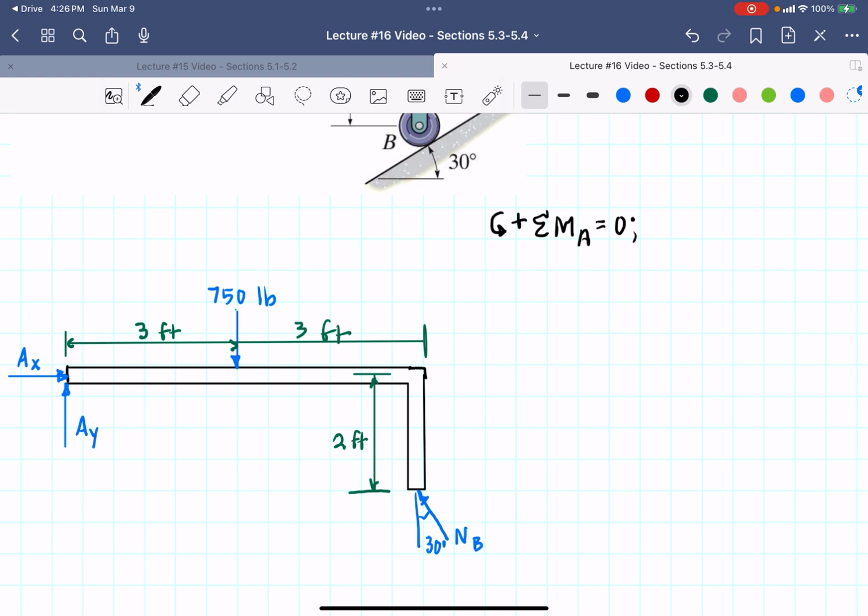So about A, I'm going to have a negative 750 times its distance, which is 3. And then the vertical component of N of B is going to cause a positive moment. So positive NB cosine of 30 times 6 feet. And then the X component is going to be pulling in the negative direction, and be sine of 30 degrees, and its distance is 2.